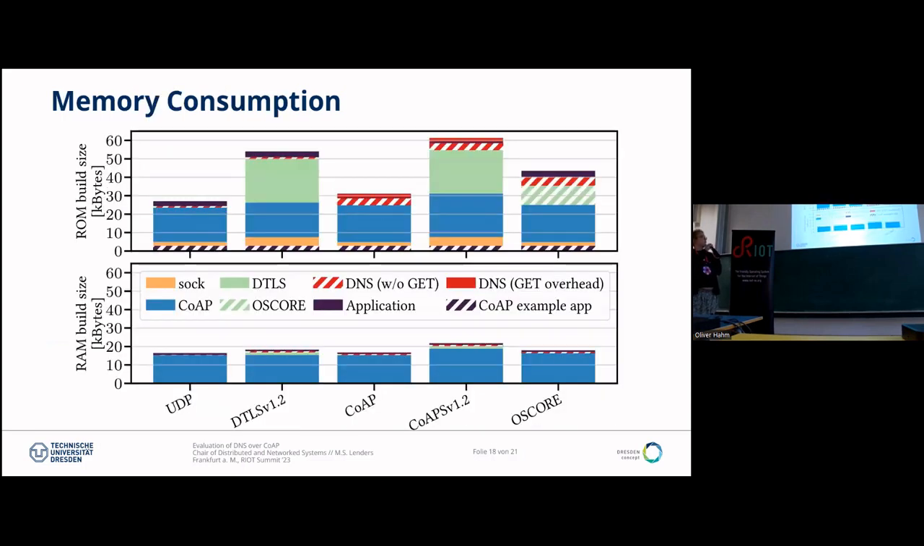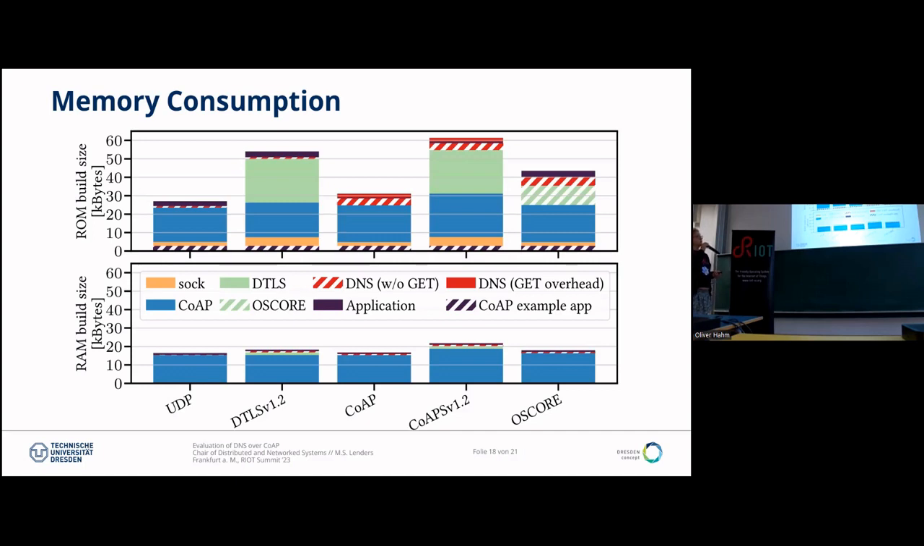But we have also some advantages for DNS over CoAP if we look at the memory consumption. So we have here on this graph the ROM and the RAM. ROM is on the top and RAM is on the bottom, with the build size in kilobytes on the y-axis and the different transports on the x-axis. And of course, UDP is the smallest of each, but it doesn't come with encryption. Same goes for CoAP, which is similar, but also not encrypted.